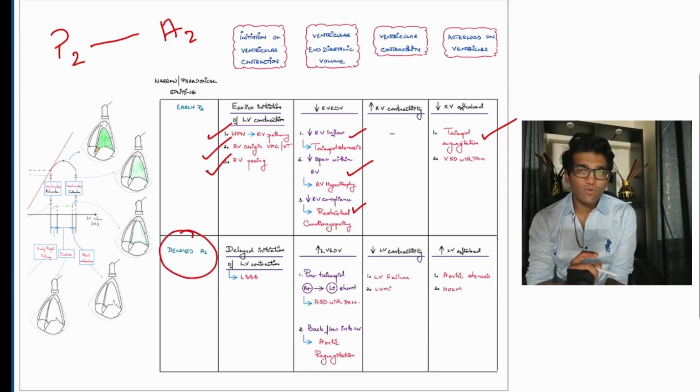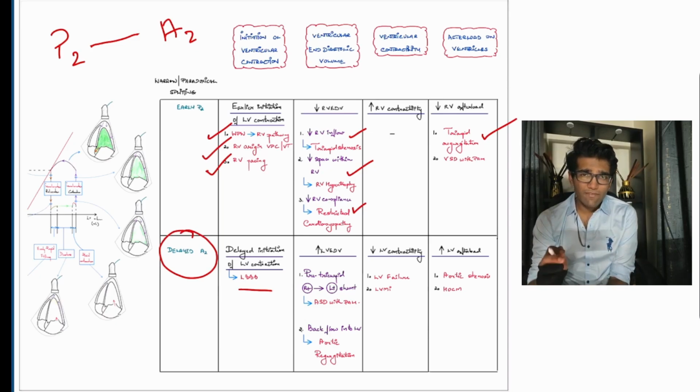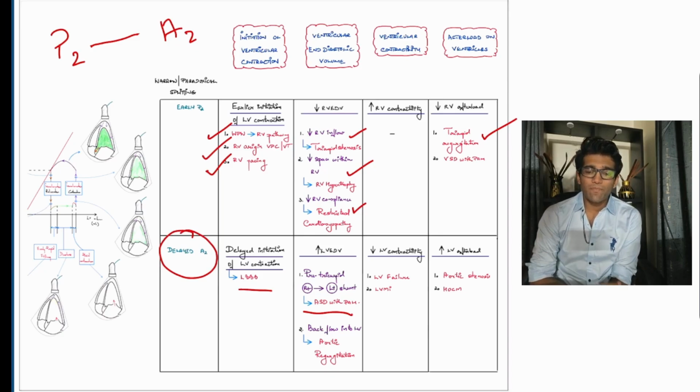Now delayed A2 will happen either, very analogous to what we discussed earlier, either the initiation of left ventricular contraction is delayed, say because of a left bundle branch block. Or the LV end diastolic volume is increased. Why does that happen? That happens because during diastole there is something that is filling up the left ventricle faster than it normally would. That could be a right to left shunt, as in an ASD with PH. Or it could happen with aortic regurgitation because blood is coming back from the aorta into the left ventricle.